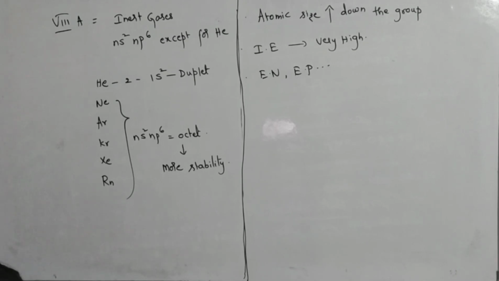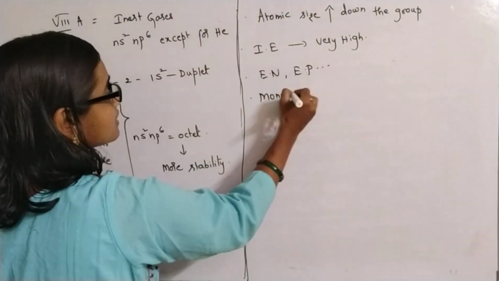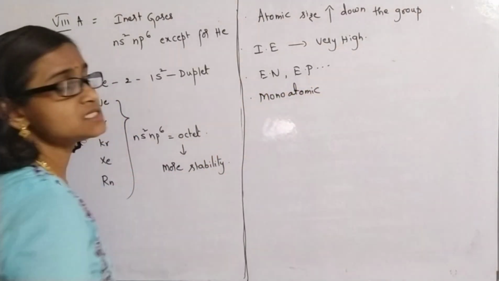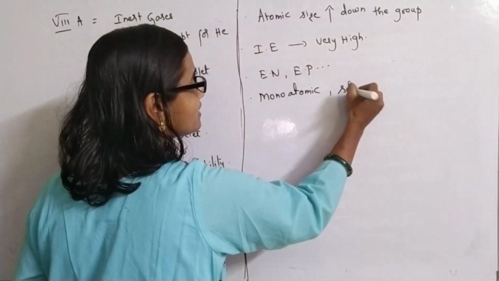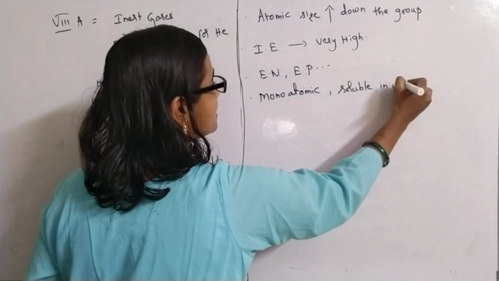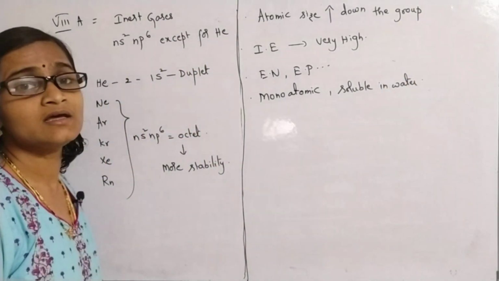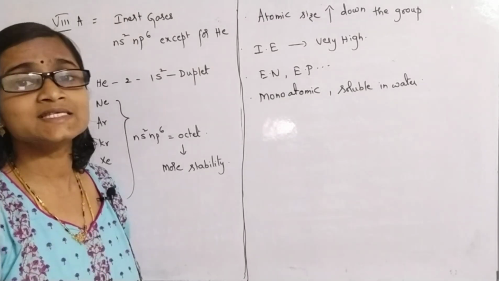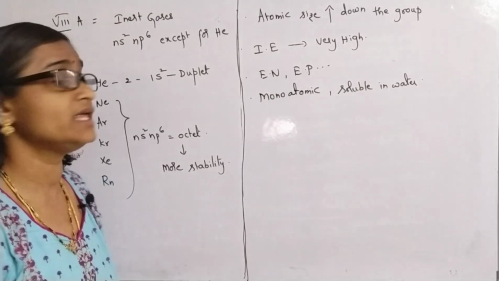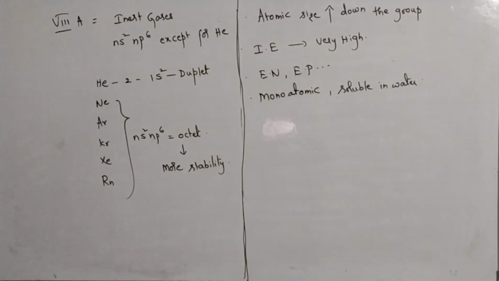If you go for certain other properties, as I told you, they are monoatomic and they are easily soluble in water. Inert gases are what? Their atomicity is 1. They are soluble in water. I am not saying that they are insoluble. Their reactivity is less, but their solubility in water is high. And they are least reactive, as I told you, because of octet configuration.